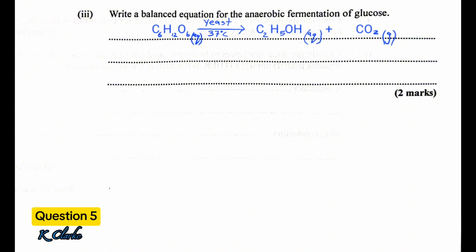In order to balance this equation, we are going to write the coefficient or the numeral 2 in front of ethanol on the product side. Also, write the numeral 2 in front of the carbon dioxide. This is a balanced equation.